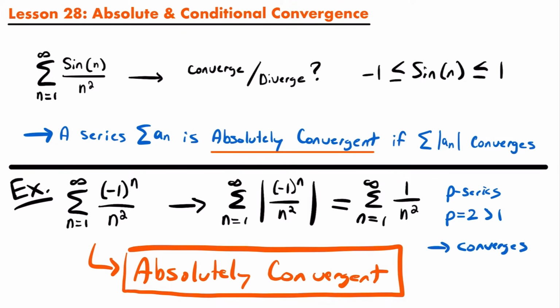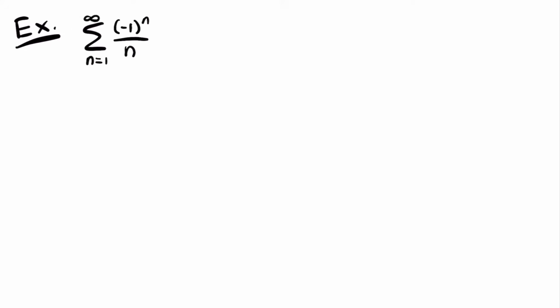And essentially what that means is that that series will only be convergent if its terms are both positive and negative. If they are all positive, it's going to be divergent instead. And so let's take a look at an example of what I mean. So here we have the series, the sum from n equals 1 to infinity of negative 1 to the power of n divided by n.